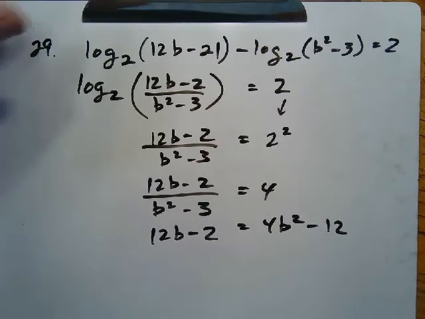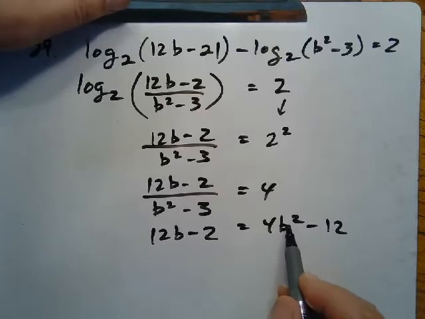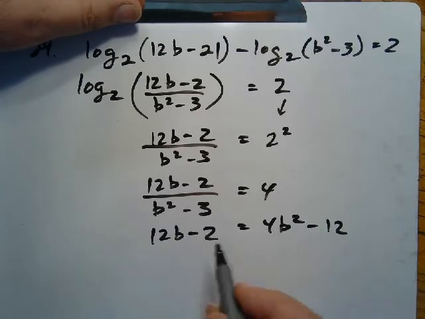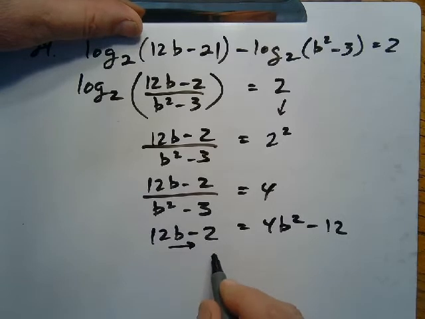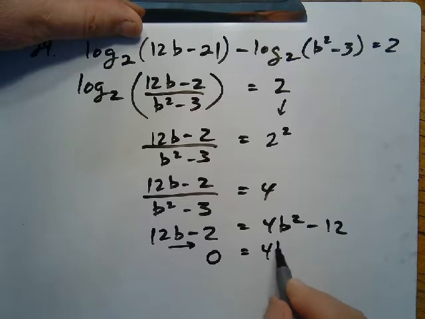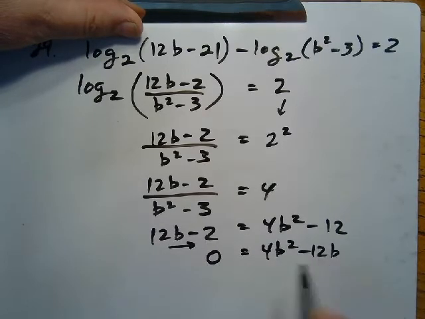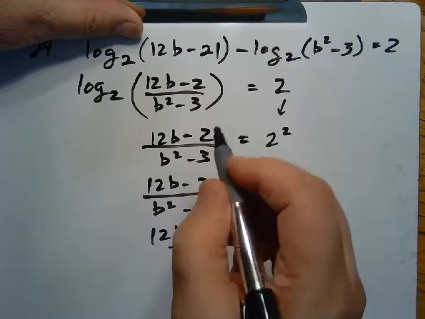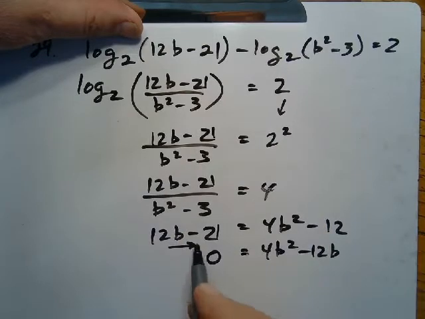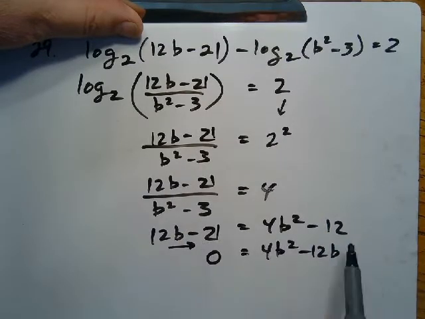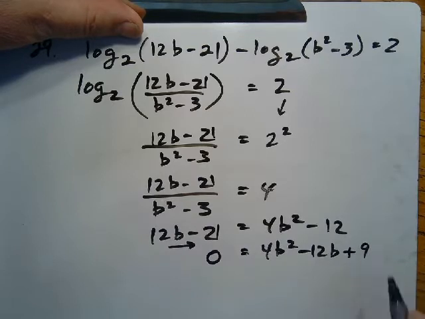Since this is a quadratic, it's got x squared here, or b squared, we're going to have to set this equal to 0. So I'm going to move both of these over to the left by subtraction. I'm going to move them over to the other side. So I got 0 here now, and on the right I got 4b squared. This moves across and becomes negative 12b. And that's supposed to be 21. I didn't bring the 21 down. And this moves to the other side, and adding 21 to both sides, I get a positive 9.